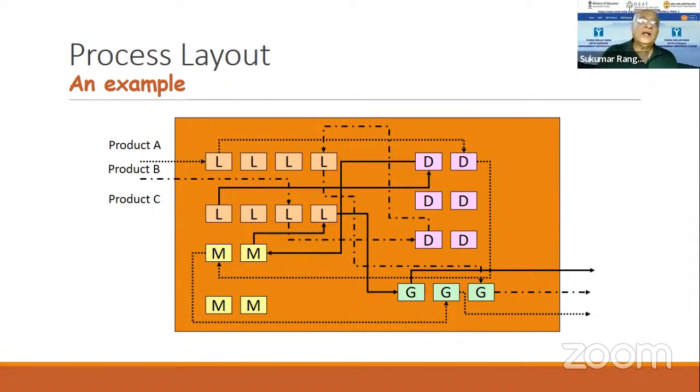So all the lathe machines are in one area, as a process. All the drilling machines are in one area. All the milling machines are in one area. All the grinders are in one area. And the flow of material depends upon the process, and it happens this way. So this is typically a process layout.